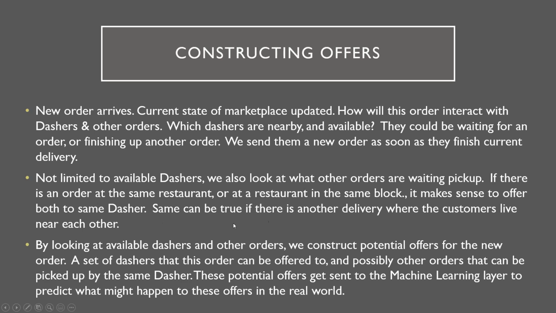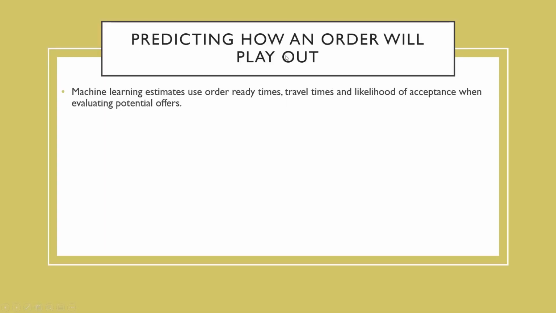By looking at available dashers and other orders, we construct potential offers for the new order. A set of dashers that this order can be offered to, and possibly other orders that can be picked up by the same dasher. These potential offers get sent to the machine learning layer to predict what might actually happen to these offers in the real world. So before it's created and before the offer is assigned, this machine learning layer comes up with all these different possibilities. Then they need to predict how an order will play out. Machine learning estimates use order ready times, travel times, and the likelihood of acceptance when evaluating potential offers.